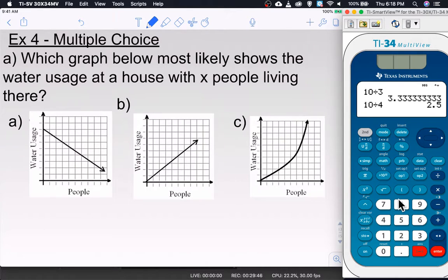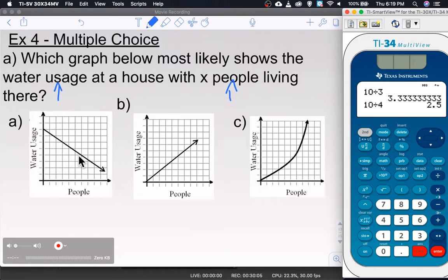Probably if there's more people taking showers and using bathrooms and getting drinks and all that other kind of stuff, water for cooking food. So I would expect as the people go up, the water usage to also go up, which would be a positive correlation. Like as one goes up, so does the other, which means not letter A. This one shows as you have more people, they're using less and less water. That makes zero sense at all.